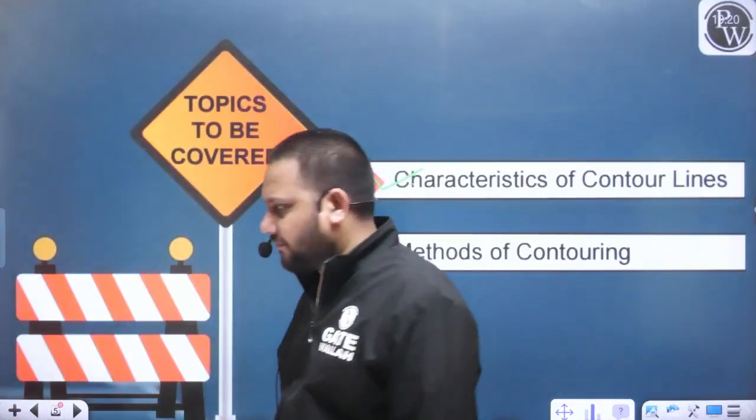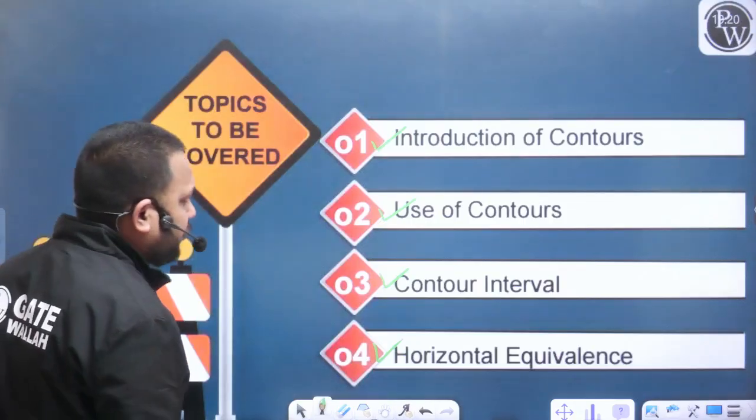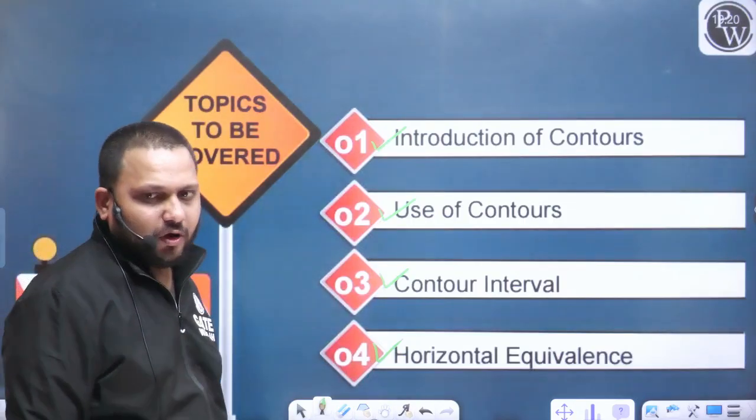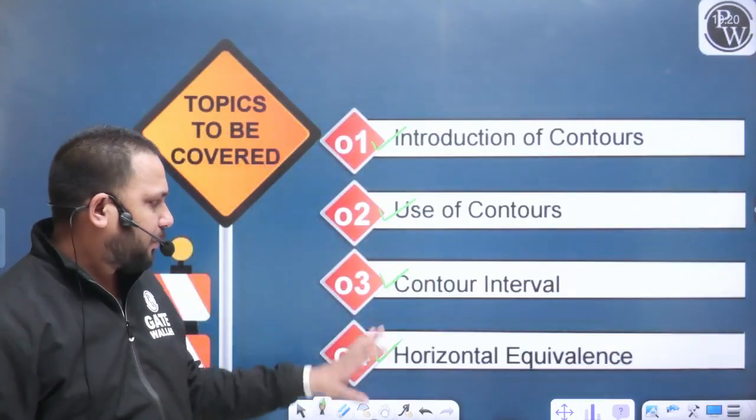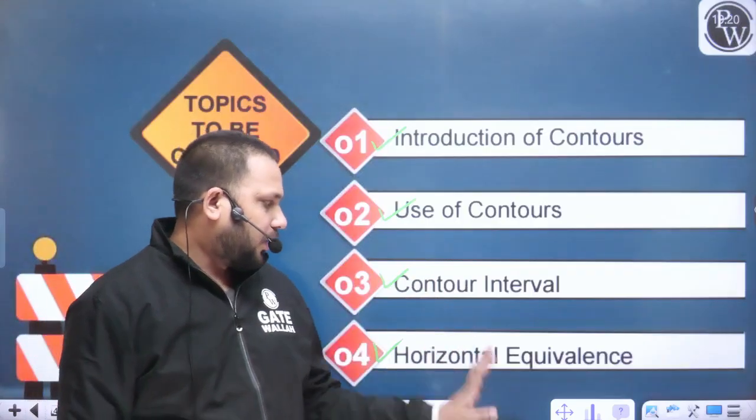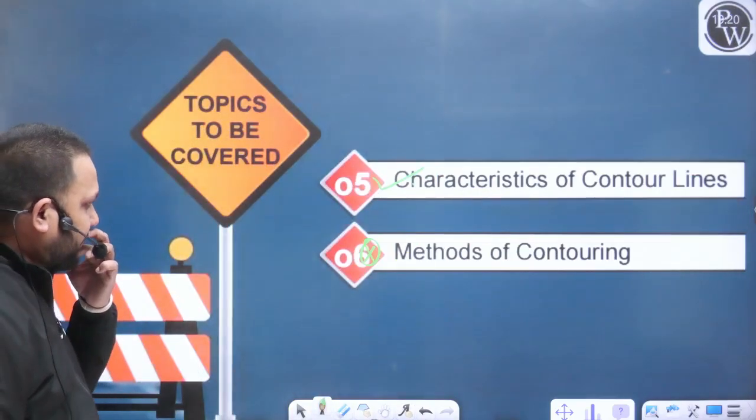Okay. So, what are the topics that we are going to cover in this class? First topic is going to be the introductory part of the contours. Then we will see the use of the contour or the contour map. Then we will discuss some important terminology like contour interval, horizontal equivalence, and characteristics of the contour.